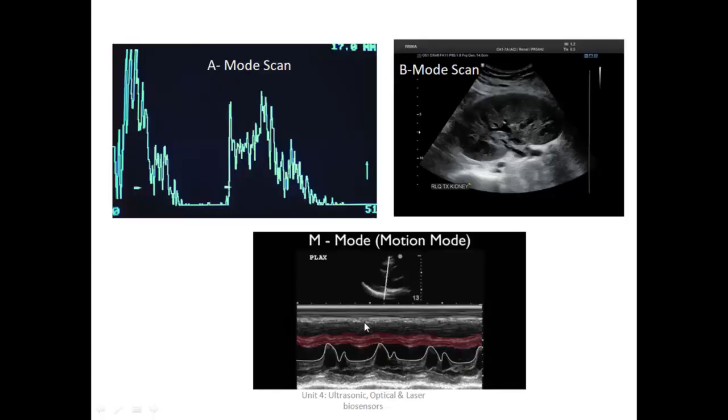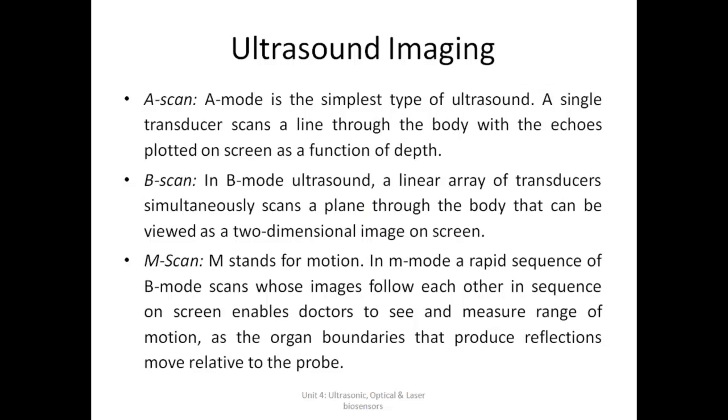Over here, you can see a B scan of a kidney. You can actually see in two-dimensional mode the shape of the kidney. This is not from a single transducer. This is from an array of transducers. This is a two-dimensional figure. So that is B scan mode.